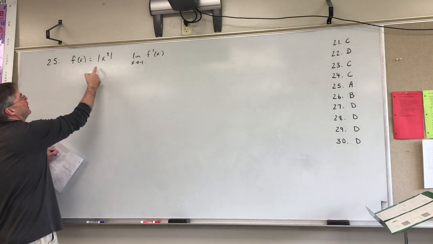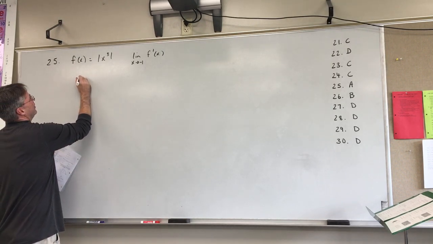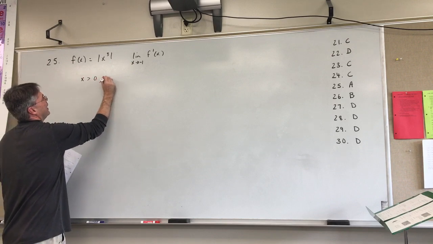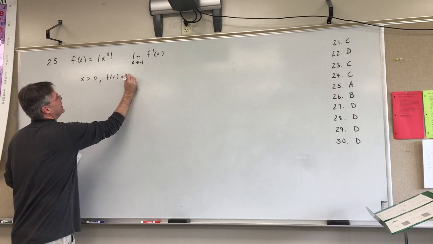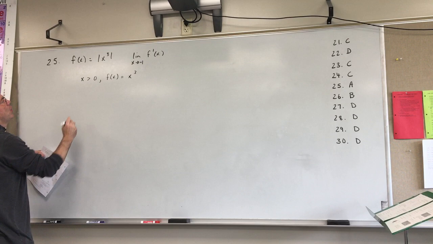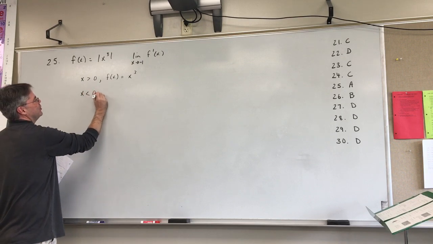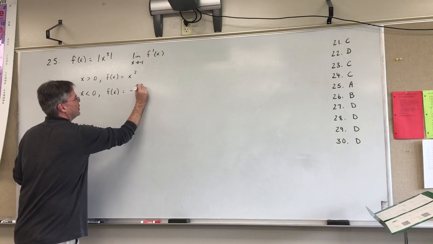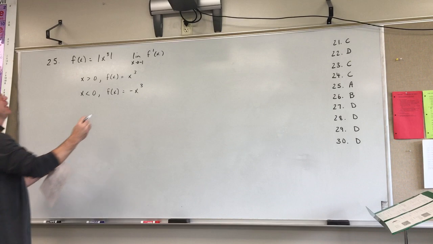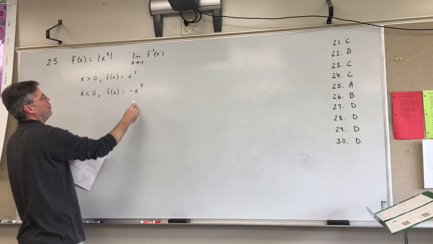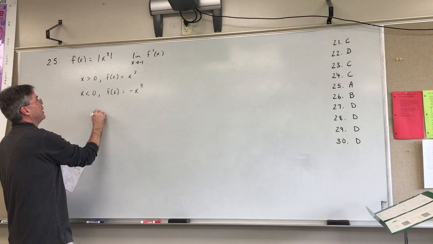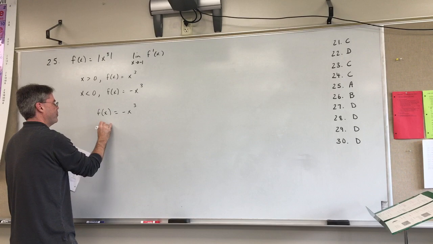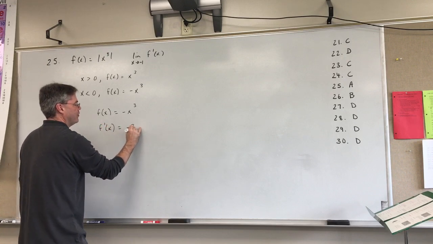So here's the thing, when x is greater than 0, f of x, this is how absolute value works, is just equal to x cubed. When x is less than 0, f of x is equal to negative x cubed. So we have to look at it that way, and we're approaching negative 1, so it's going to be this second one. So f of x is equal to negative x cubed, so f prime of x is equal to negative 3x squared.